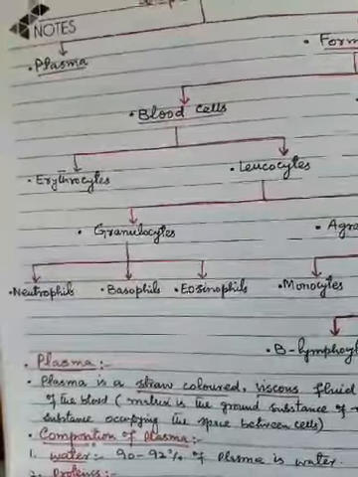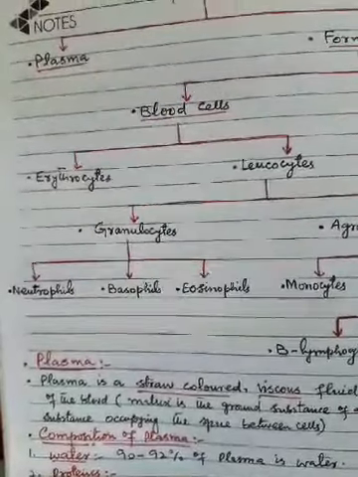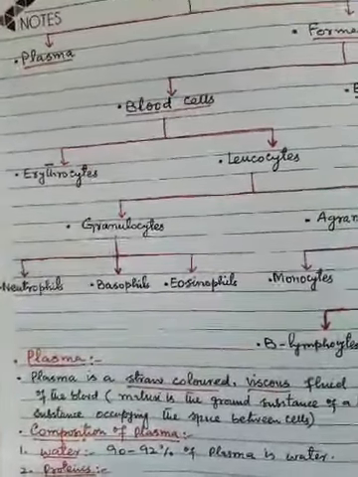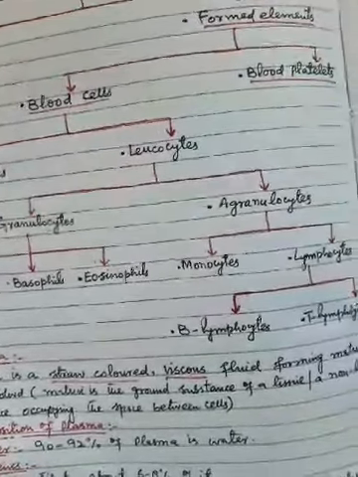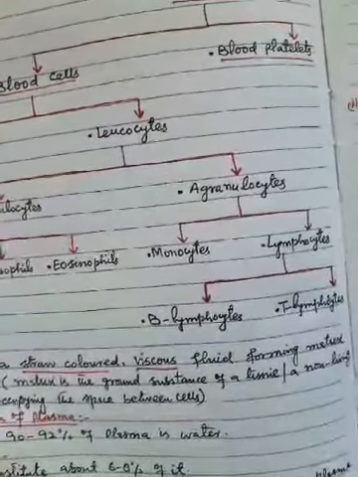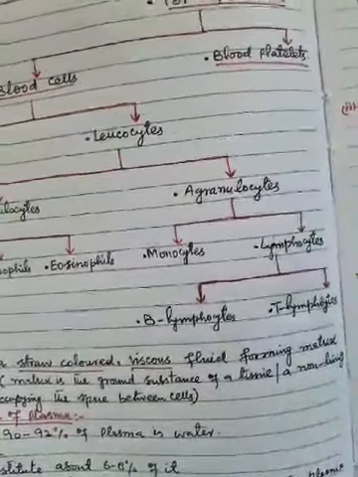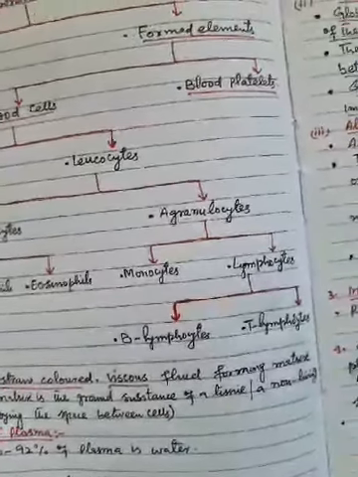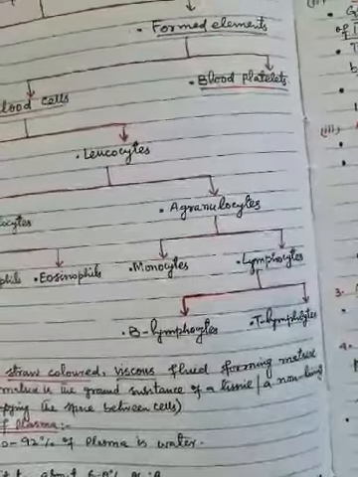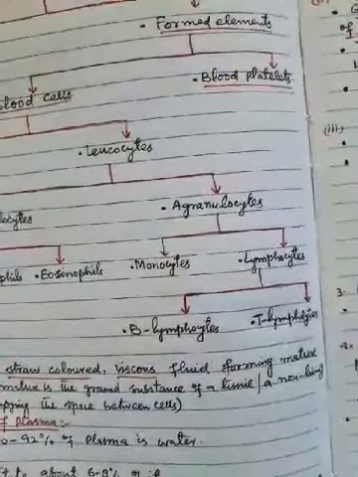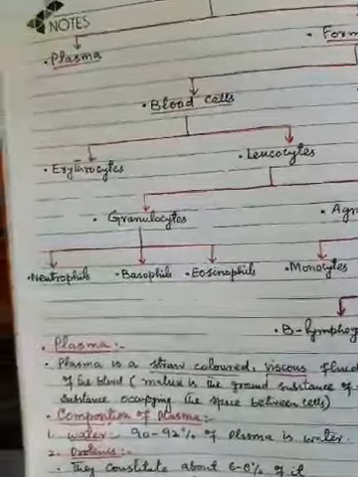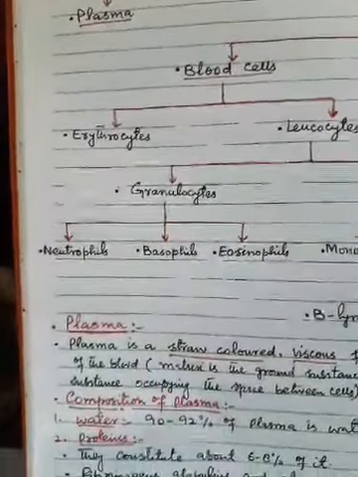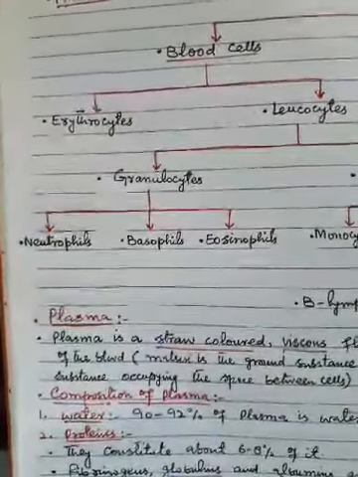Granulocytes are of three types, neutrophils, basophils, and eosinophils. Agranulocytes are of two types, monocytes and lymphocytes. Lymphocytes are of two types, B lymphocytes and T lymphocytes. Now, the plasma. What is plasma?